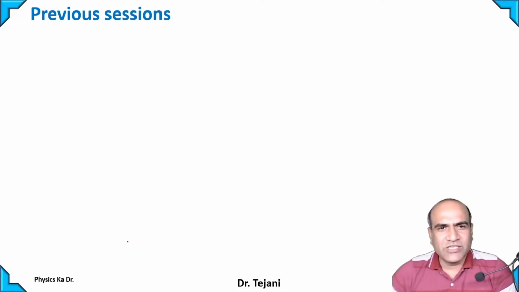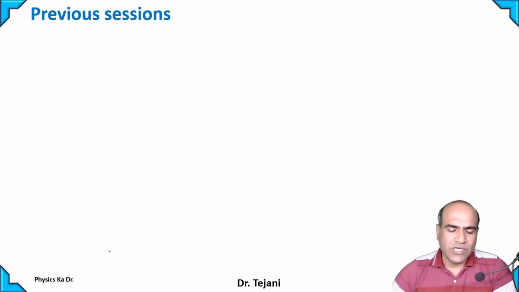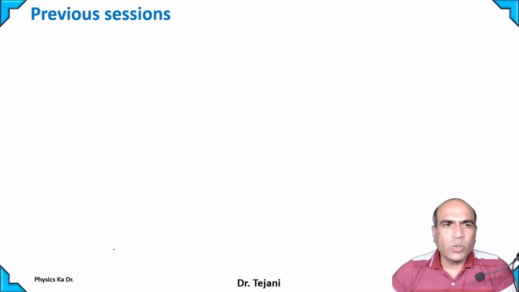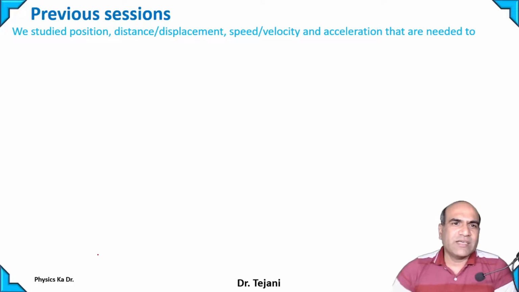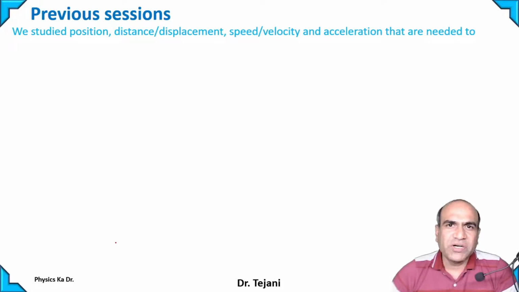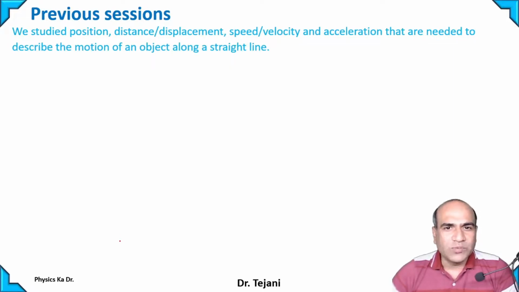In the previous sessions, let us just recall what we studied previously. If you think that you need some background of the previous session, I think you should search Physics Doctor on YouTube and the particular topic. So you will get that. What we studied previously was position, position versus time, distance versus displacement, speed versus velocity, acceleration, that are needed to describe the motion of an object along a straight line. So we studied one dimensional motion.